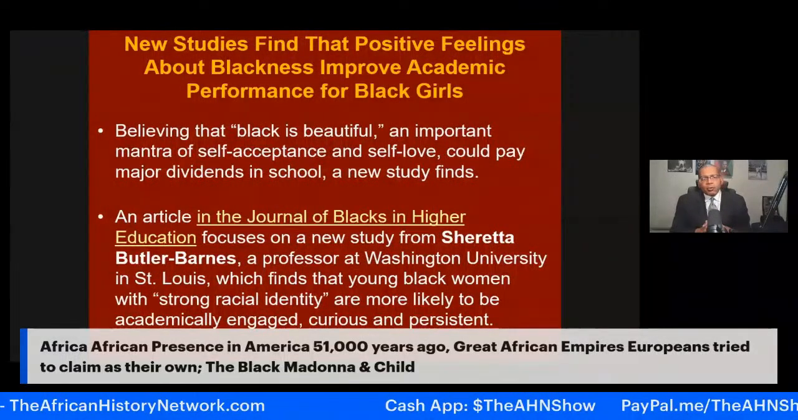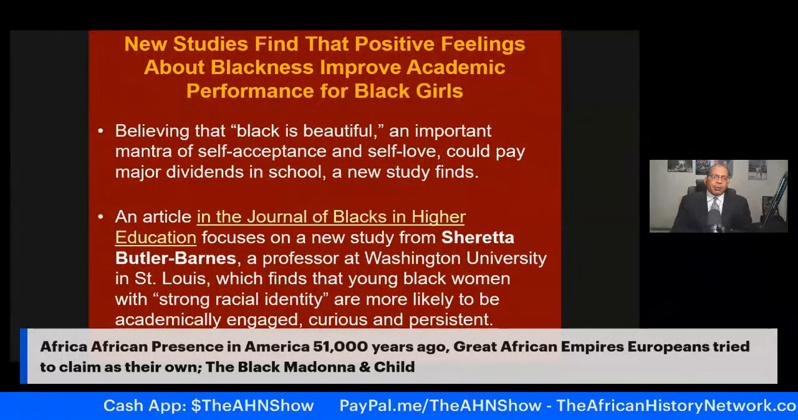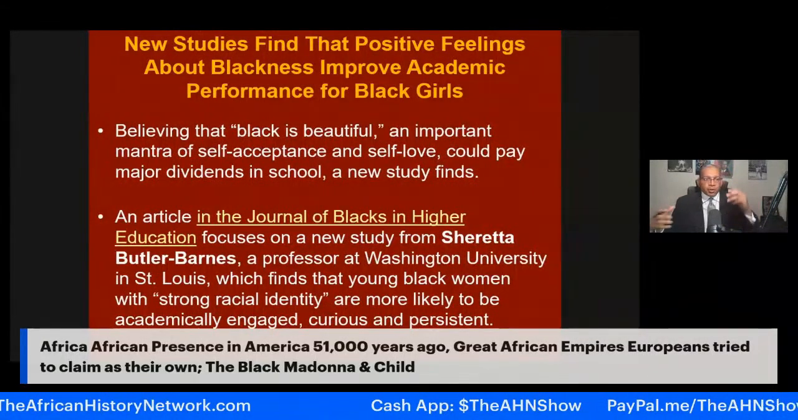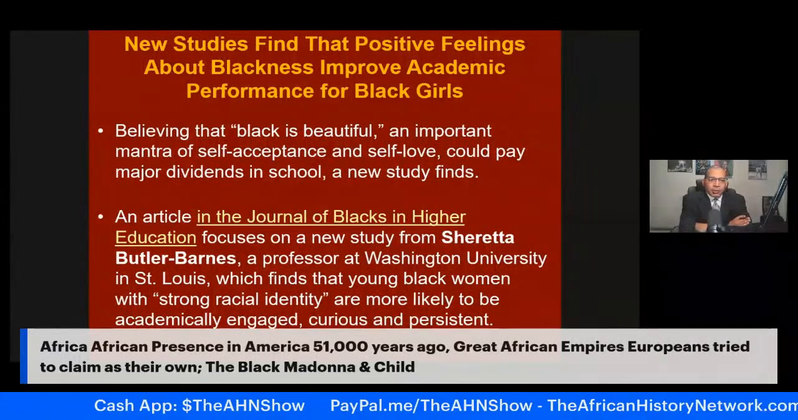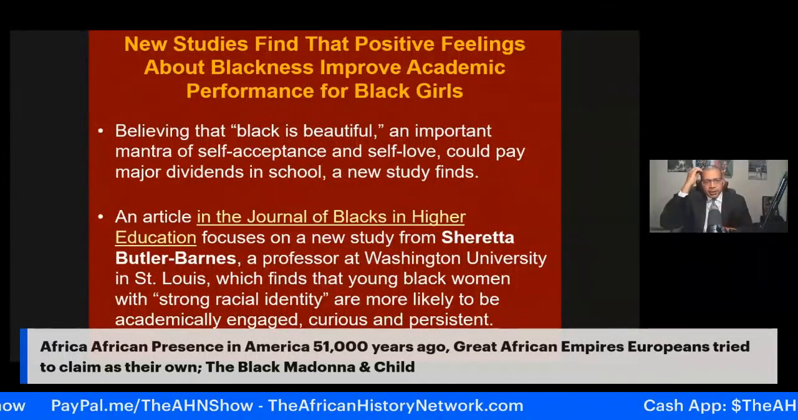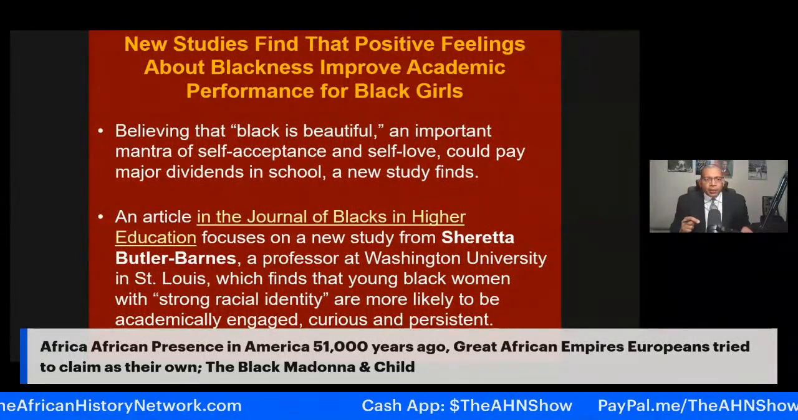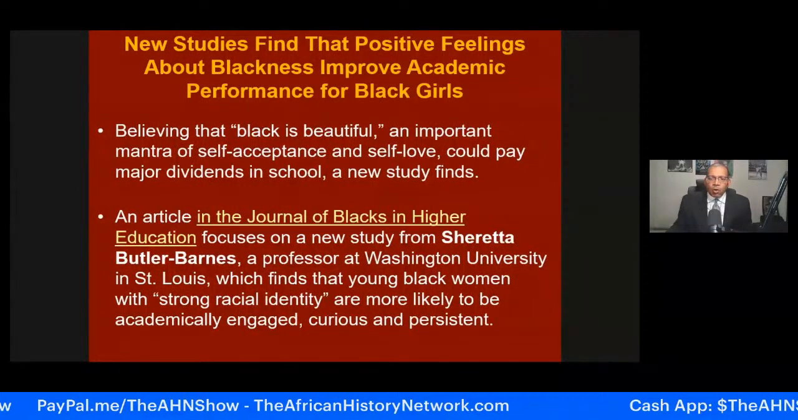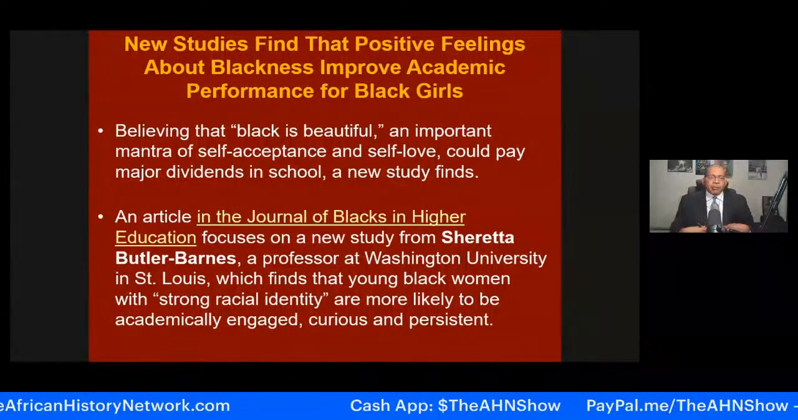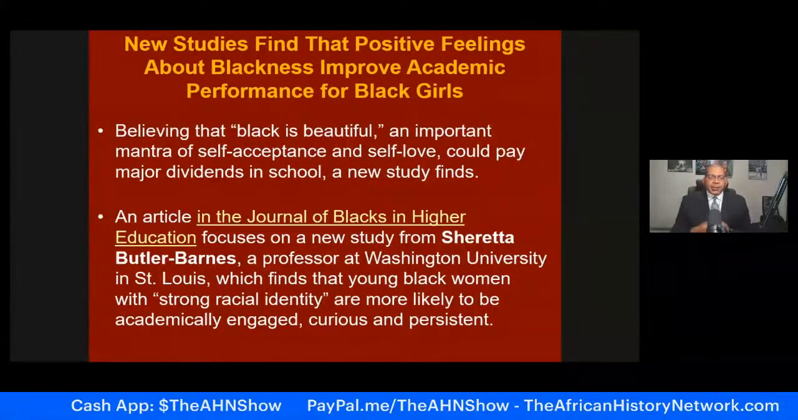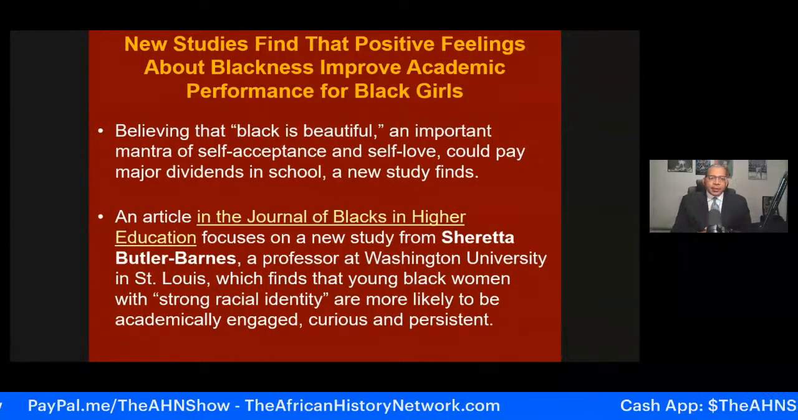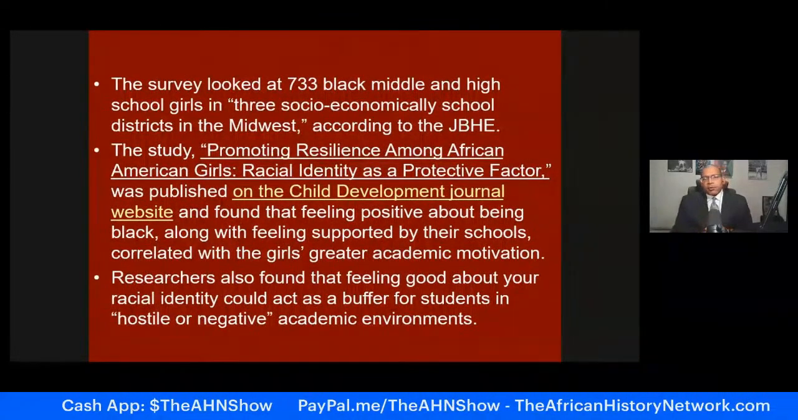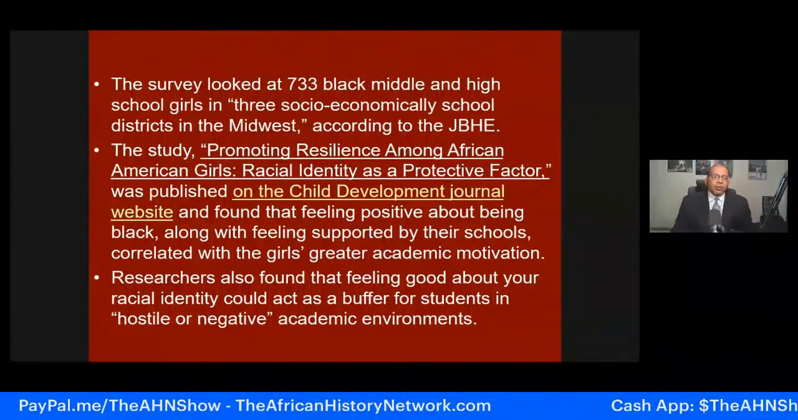This study right here deals with how positive feelings about blackness improve academic performance for Black girls. This is why this type of information is so important, not just for African Americans, but also for our youth. Believing that Black is beautiful, an important mantra of self-acceptance and self-love, could pay major dividends in school, a new study finds. An article in the Journal of Blacks in Higher Education focuses on a new study from Sharita Butler Barnes, a professor at Washington University in St. Louis, which finds that young Black women with strong racial identity are more likely to be academically engaged, curious, and persistent.